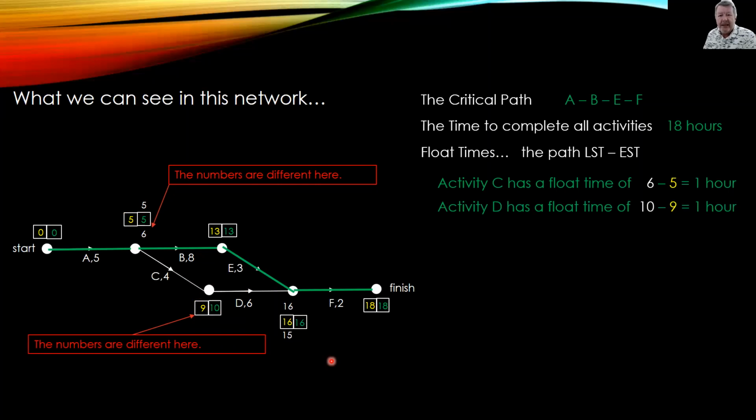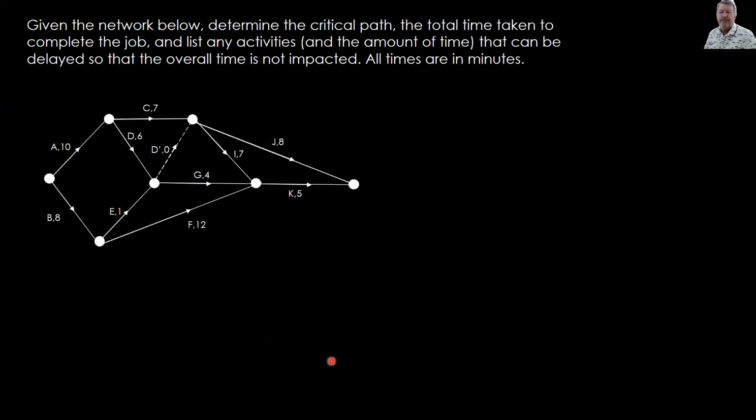Let's do a slightly longer example. And this one has an odd path in it. See if you remember what it's called. Which one's the odd one out? Correct. It's this one. It's got a D in it. Coincidentally, comes off D. It's D dash. That's called a dummy path.